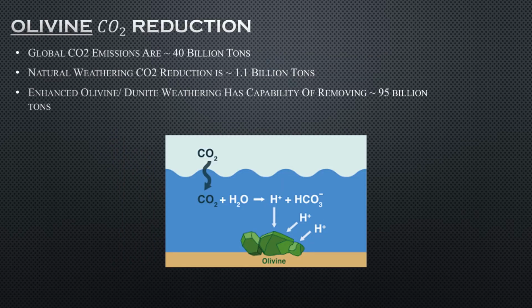Now, if we were to mass reduce and distribute olivine throughout our agricultural fields and shallow waters, we could enhance CO2 removal by 95 billion tons, almost 90 times greater than the natural weathering reduction of CO2 that takes place. And, as of 2021, the global CO2 emissions are around 40 billion tons, so we could theoretically double the amount of CO2 absorption that we are emitting.